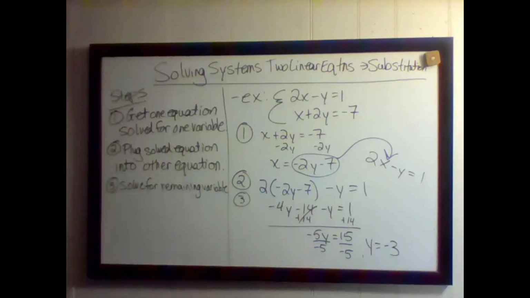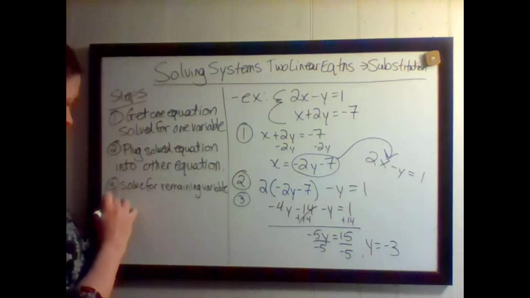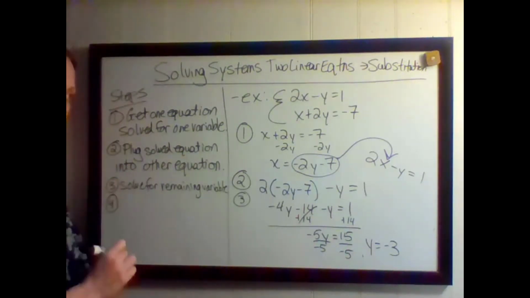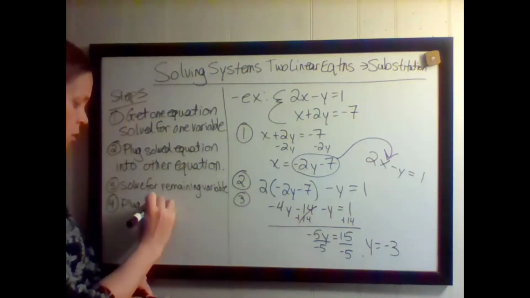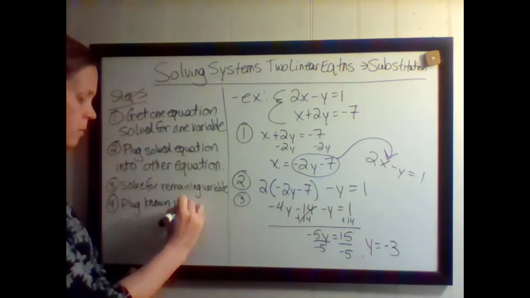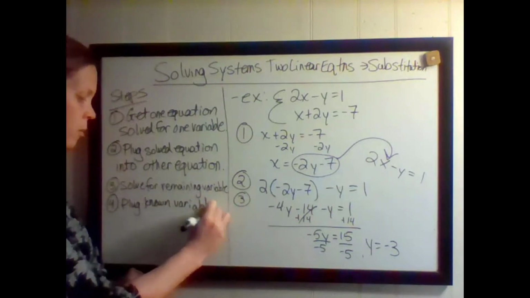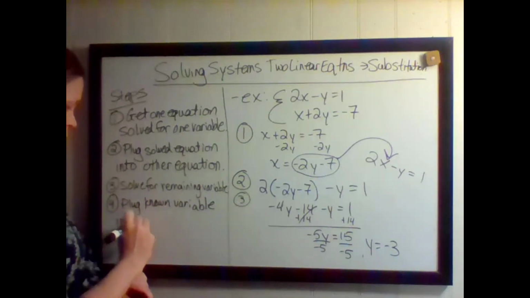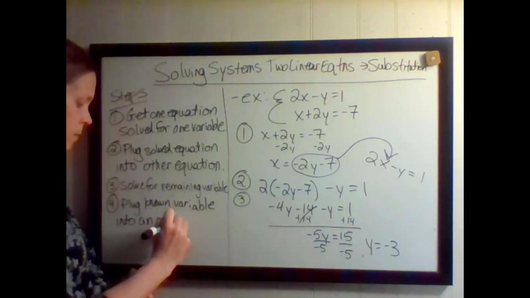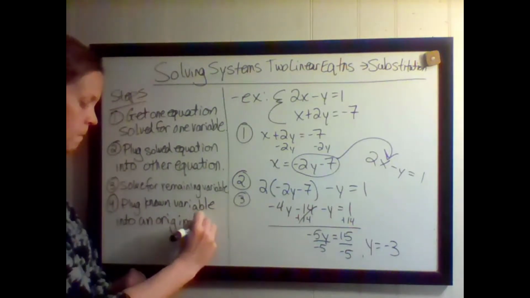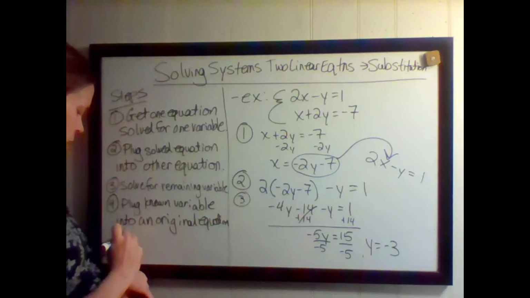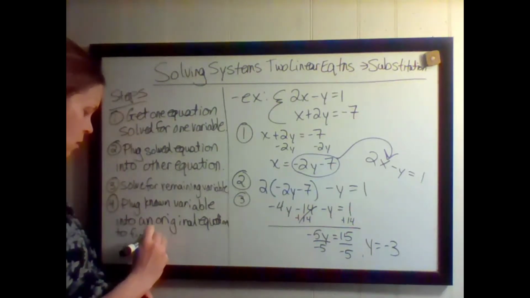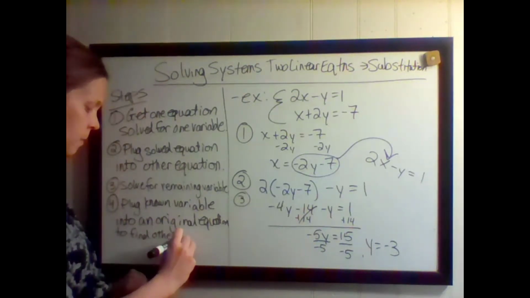Y equals -3. So now I got y is -3, but I'm not done, because if it's a system, x and y, I need to find both of them. So now we plug the known variable into an original equation to find the other variable.